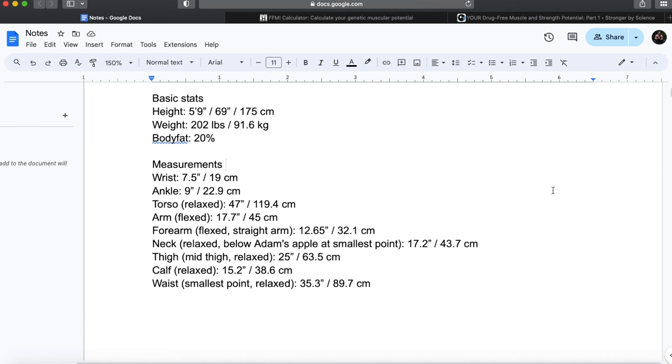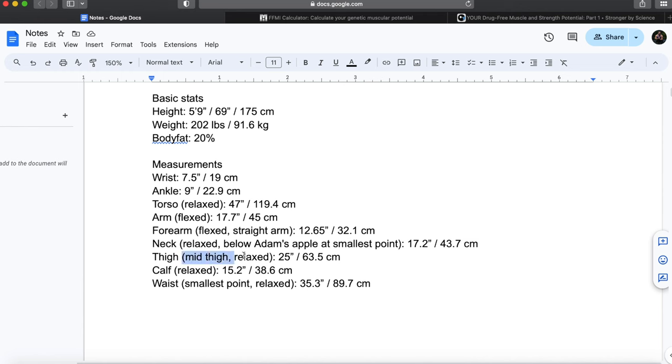If you were to bend your arm and pronate your wrist, that would probably increase it by a couple inches. So this is just a straightened arm, so hold your arm out in front of you and squeeze your fist, take that measurement there. Neck is below the Adam's apple at the smallest point, very straightforward. I actually wrote that down, so I don't know why I'm even saying it.